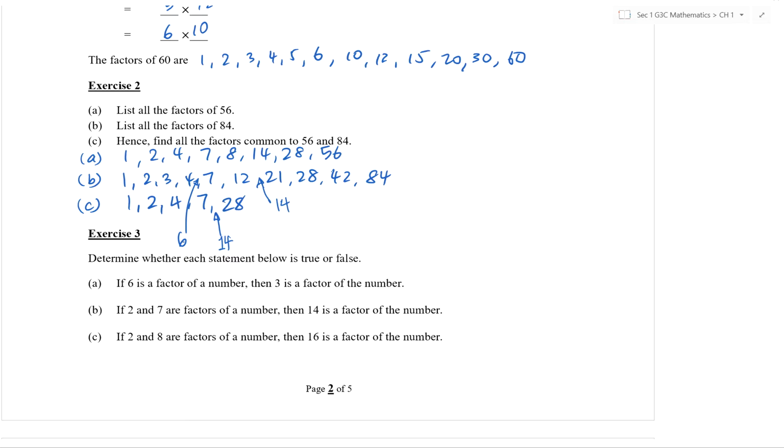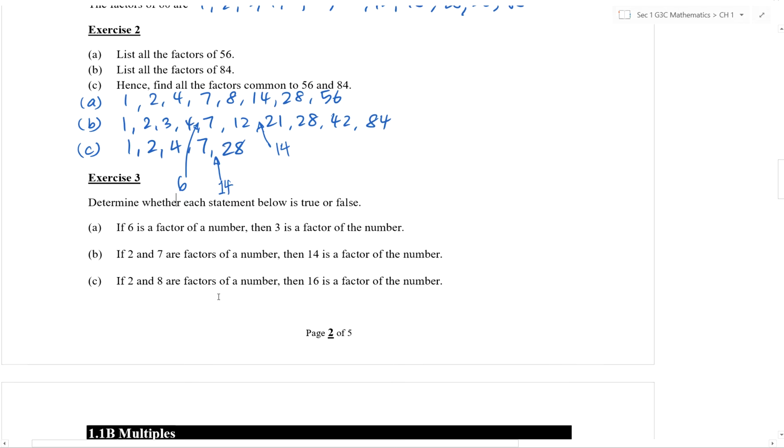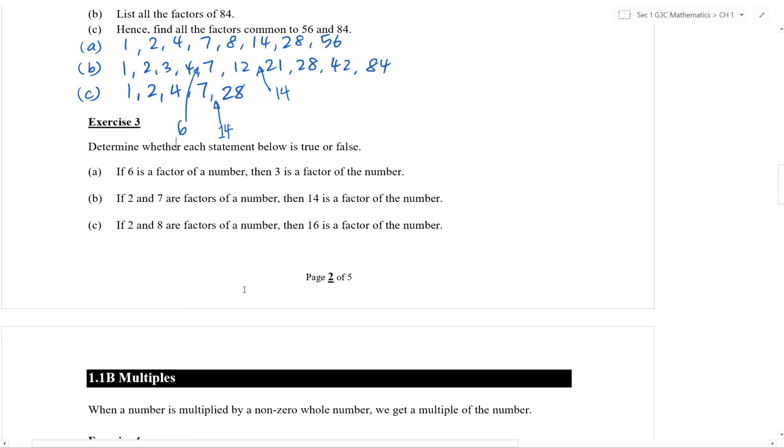Now, moving right back to exercise 3A, if 6 is a factor of a number, then 3 is a factor of that number. Does it make sense? So is it true or false? How about you discuss with your partner? Then you tell me your conclusion. True.